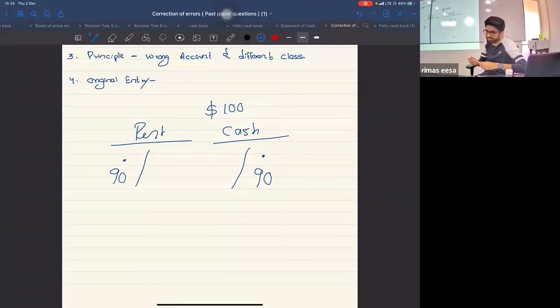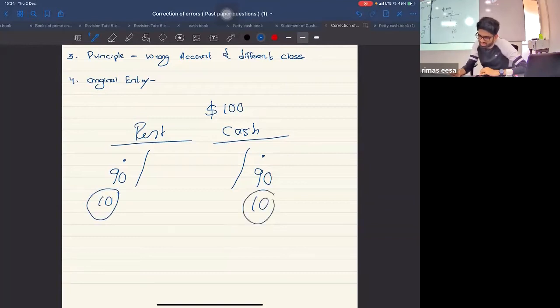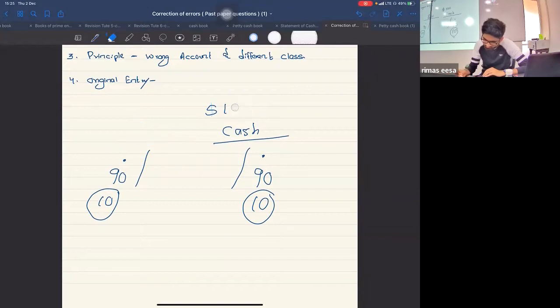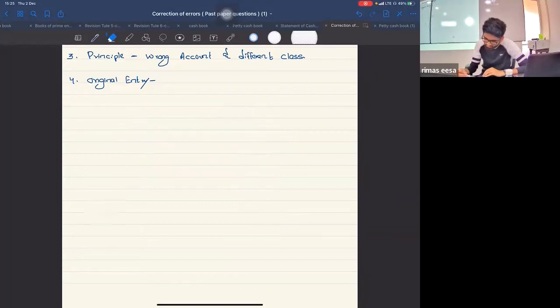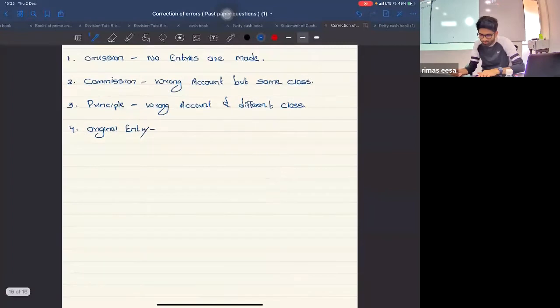But there is an error. How can you correct an error like this? How can I make it 100? I have to debit 10, right? I have to add 10. How can I make the other side 100? I will have to credit 10. So what do you mean by original entry? Original entry means accounts are correct. You have entered in the correct account, but you have entered the wrong amount. Is that clear?